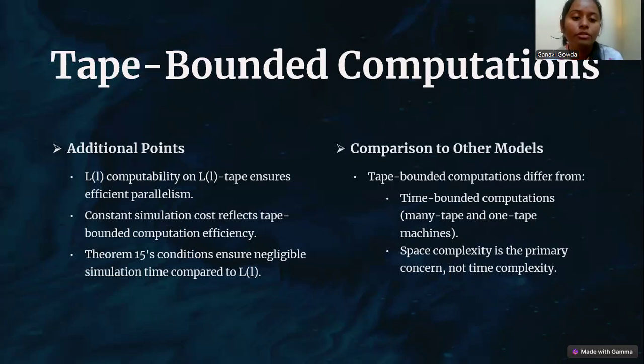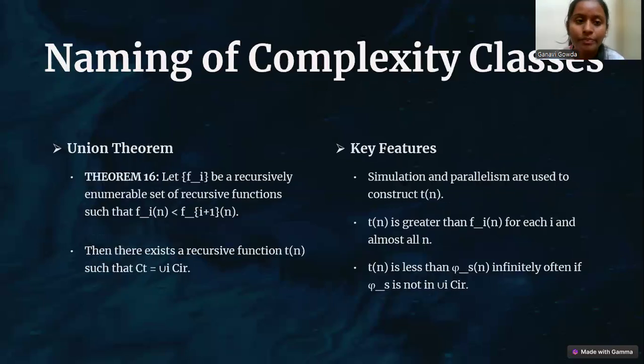L1 computability on one tape ensures efficient parallelism. The constant simulation cost reflects tape-bounded computation's efficiency. Theorem 15 gives conditions that ensure the negligible simulation time compared to L of 1. Comparisons to other models. Tape-bounded computation differs from time-bounded computation, like many-tape and one-tape machines. Space complexity is a primary concern, not time complexity.